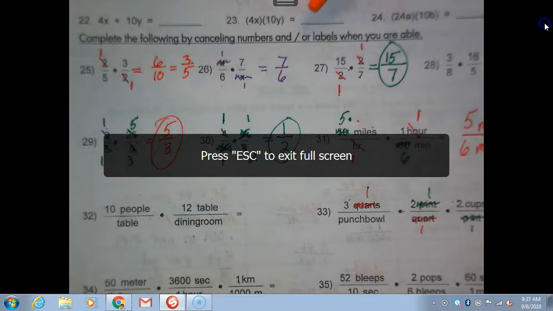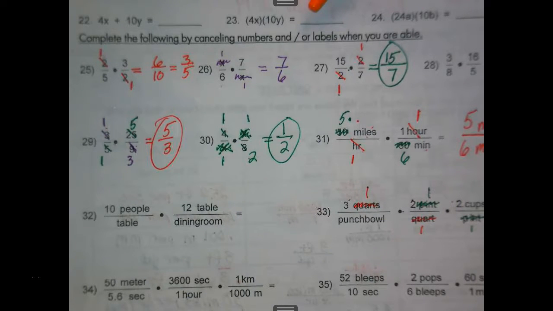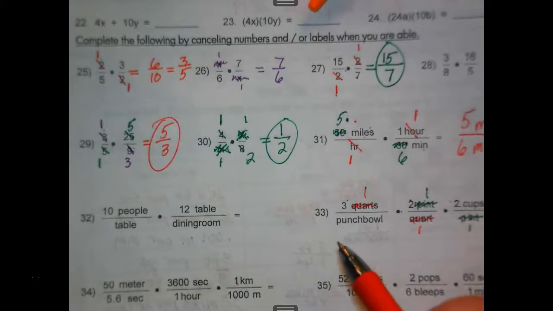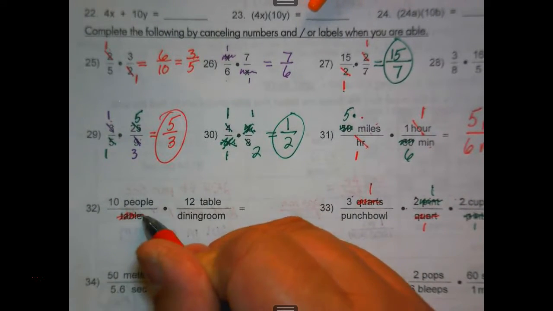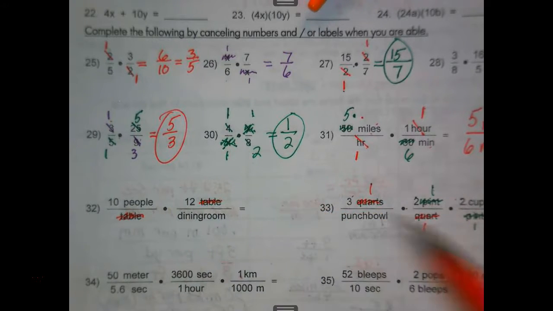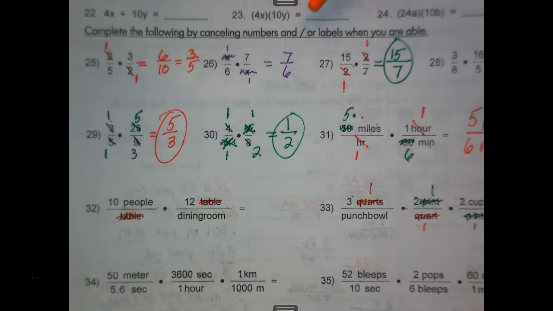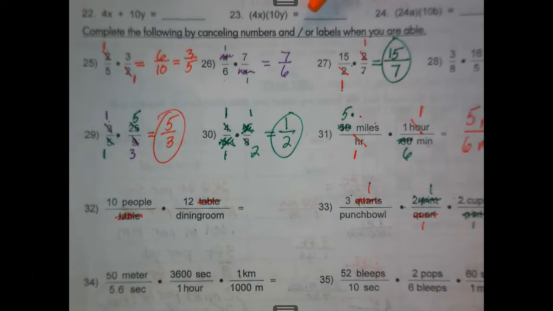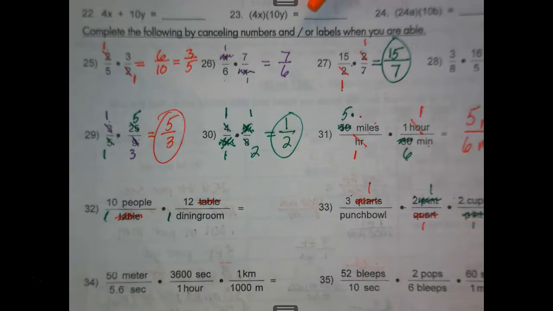All right, number 32. Let's cross out some labels first. I have a table in the bottom and a table in the top, so they cancel out. People in dining room cannot cancel. This is a 1 times dining room and a 1 times table, so those don't cancel out.